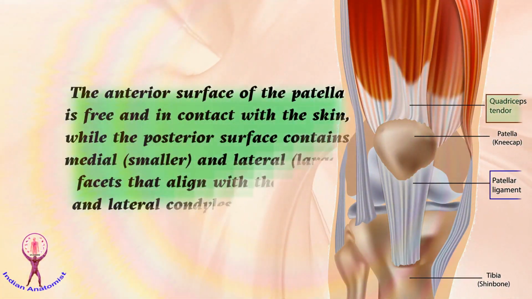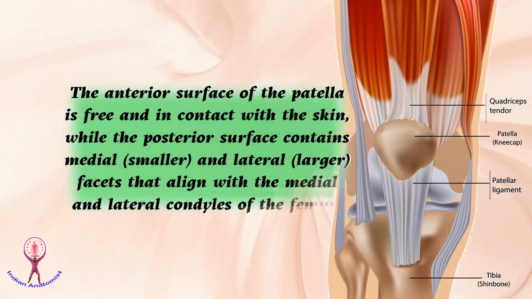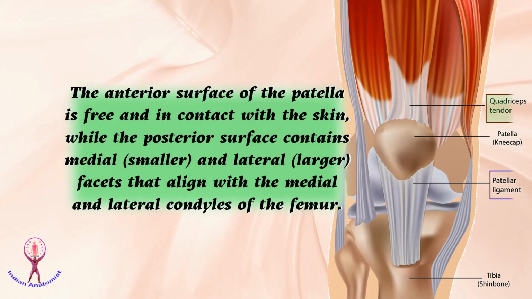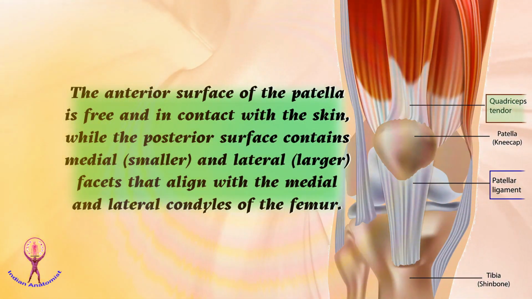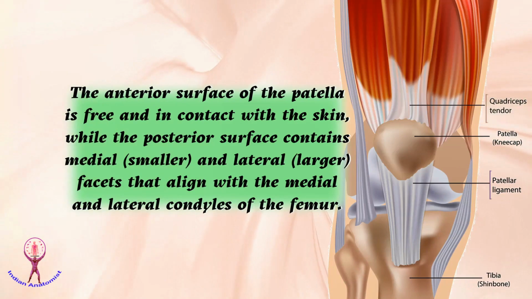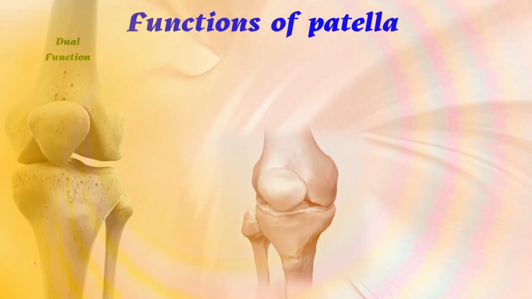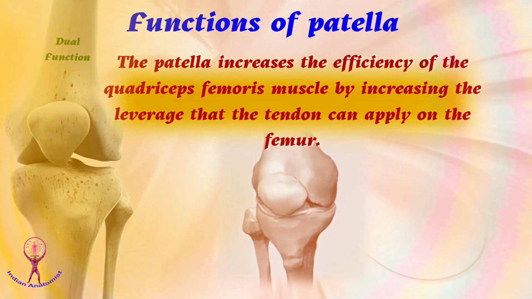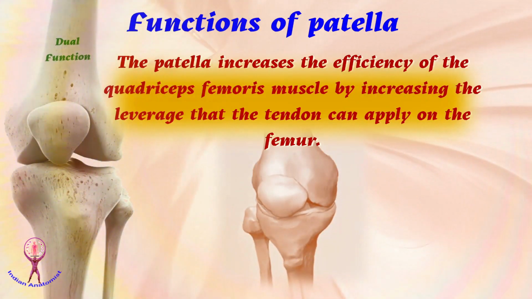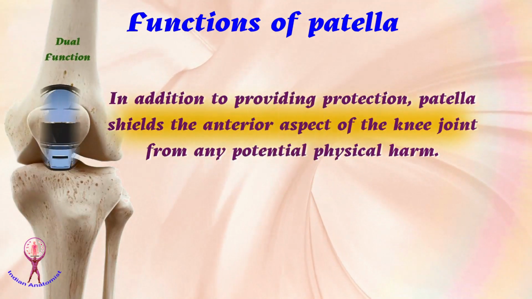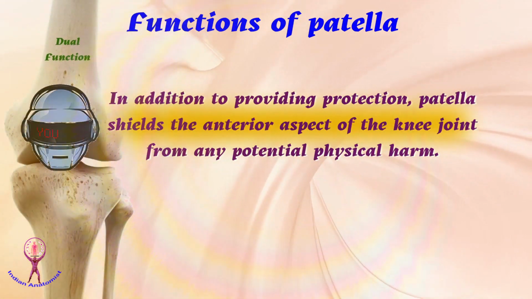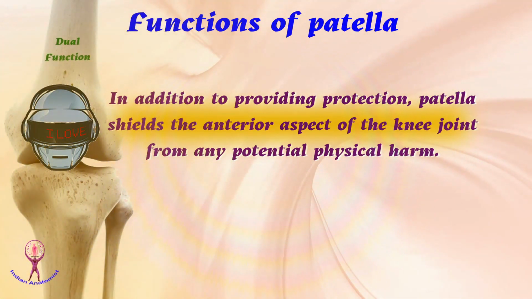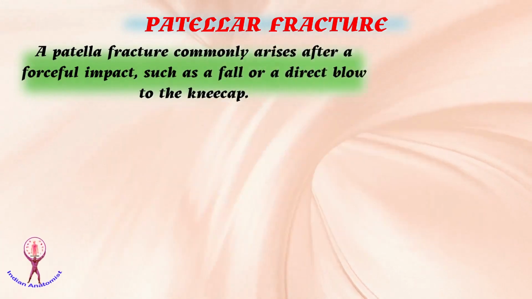The anterior surface of the patella is free and in contact with the skin, while the posterior surface contains a medial smaller and a lateral larger facet that align with the medial and lateral condyles of the femur respectively. Now, what are the functions of the patella? The patella increases the efficiency of the quadriceps femoris muscle by increasing the leverage that the tendon can apply on the femur. In addition, the patella shields the anterior aspect of the knee joint from any potential physical harm. Coming back to the main part, what is a patella fracture?